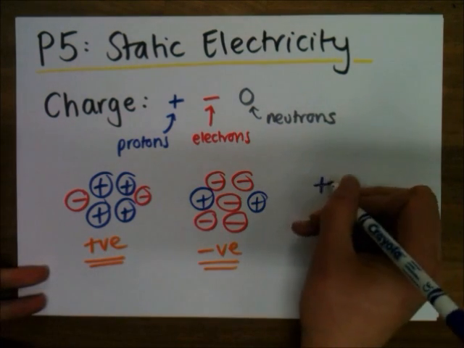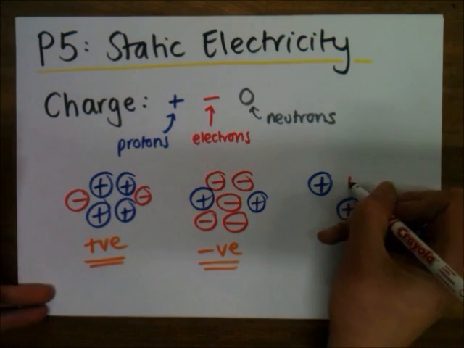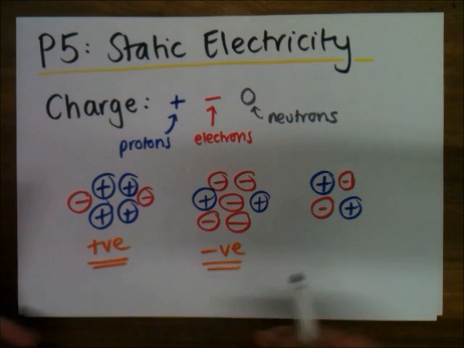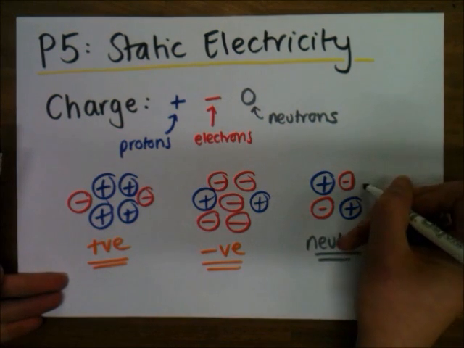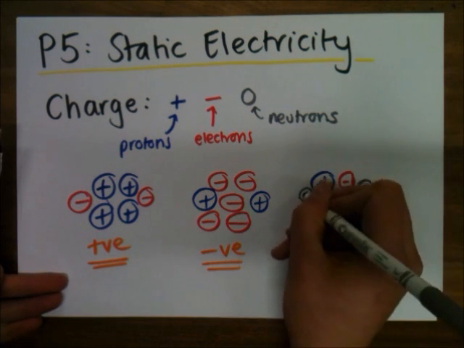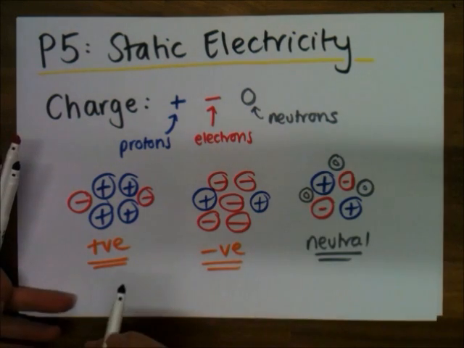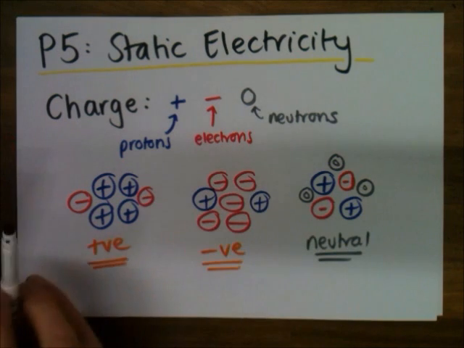Something that has got an equal number of positive and negative charges is called neutral. So this is neutral. Now, if I added in some neutrons, which I'm going to draw like this, it would not affect the charge of this object because neutrons haven't got a charge. So you need to think about protons, which are positive, and electrons, which are negative.